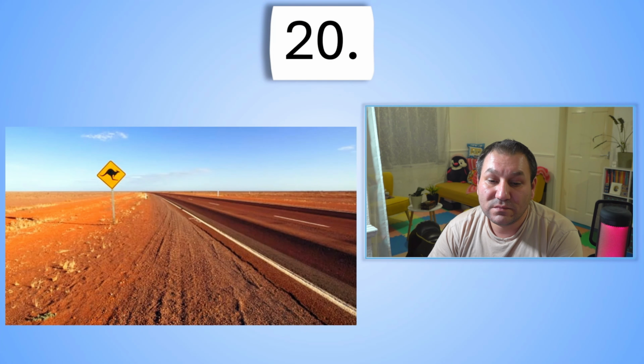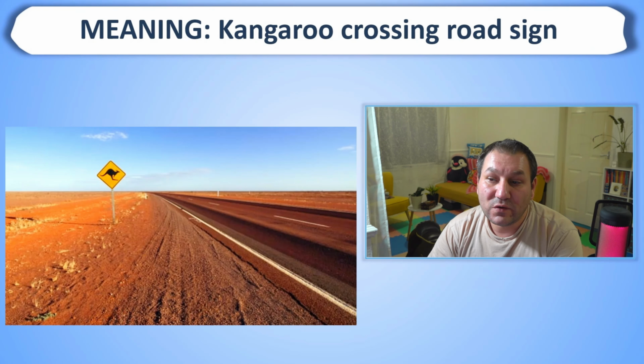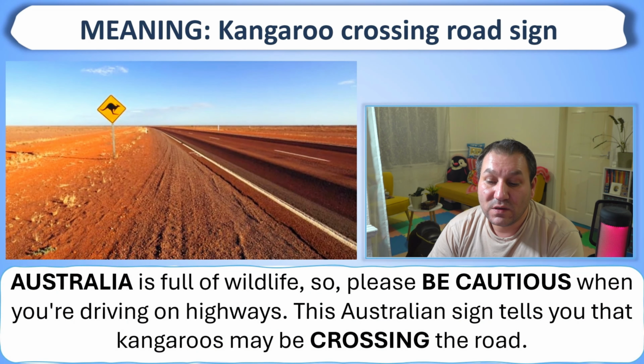20. Meaning kangaroo crossing road sign. Australia is full of wildlife, so please be cautious when you are driving on highways. This Australian sign tells you that kangaroos might be crossing the road.